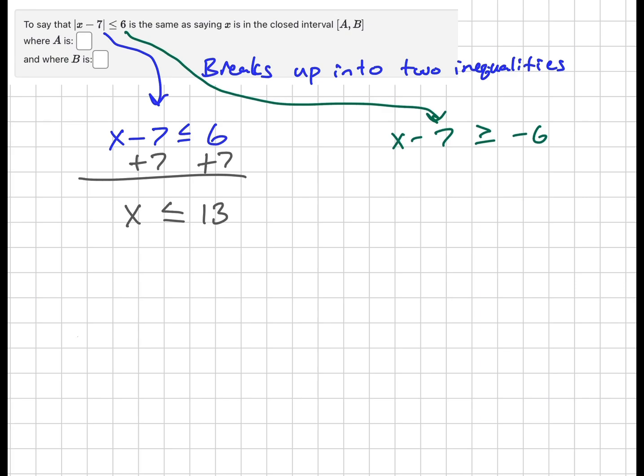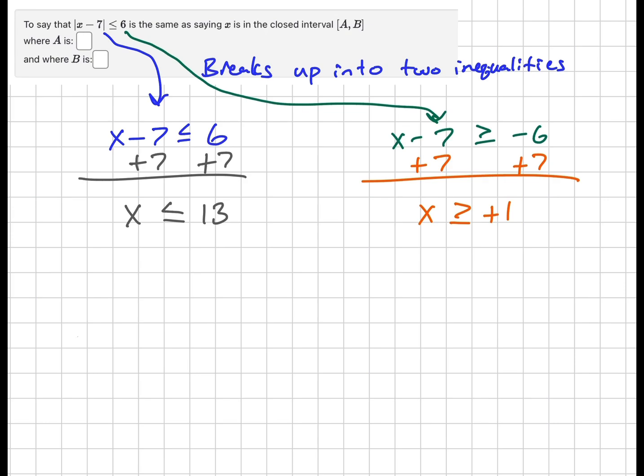Same thing with the inequality on the right. We got x minus 7 is greater than or equal to negative 6. I add 7 to both sides. We get x is greater than or equal to a positive 1.